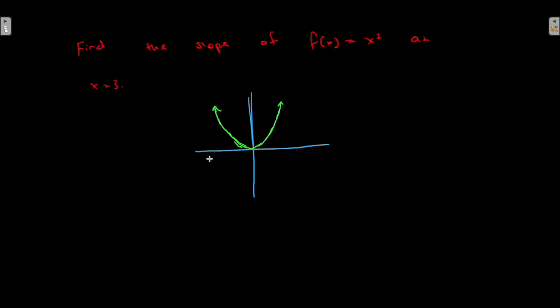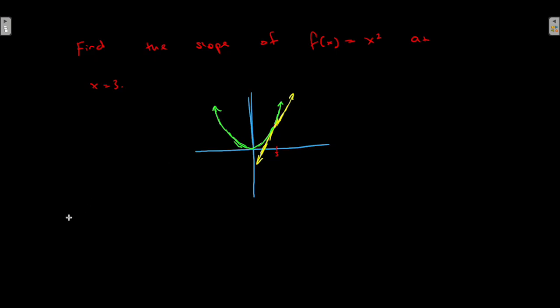All right, so this question is asking us to find the slope of x squared, f of x is x squared, at x is equal to 3. So here's my horribly drawn graph of f of x is x squared. Here's point 3. So basically, we want to find the line tangent to x squared at x equals 3. So that looks something like this. And we want to find the slope of this.